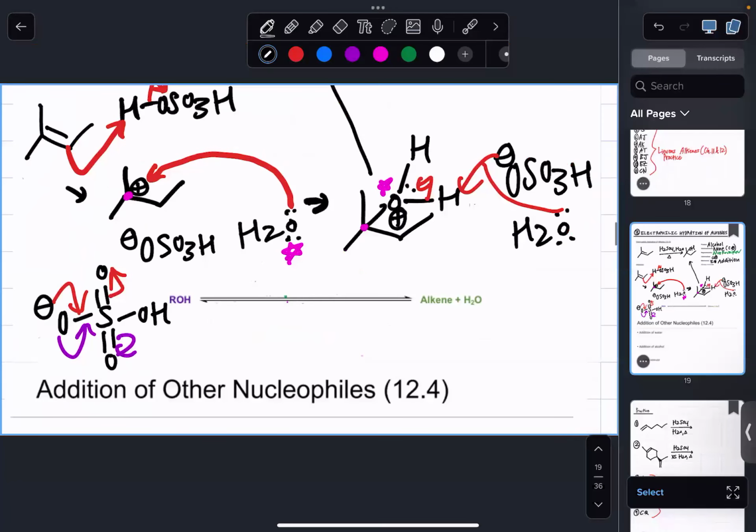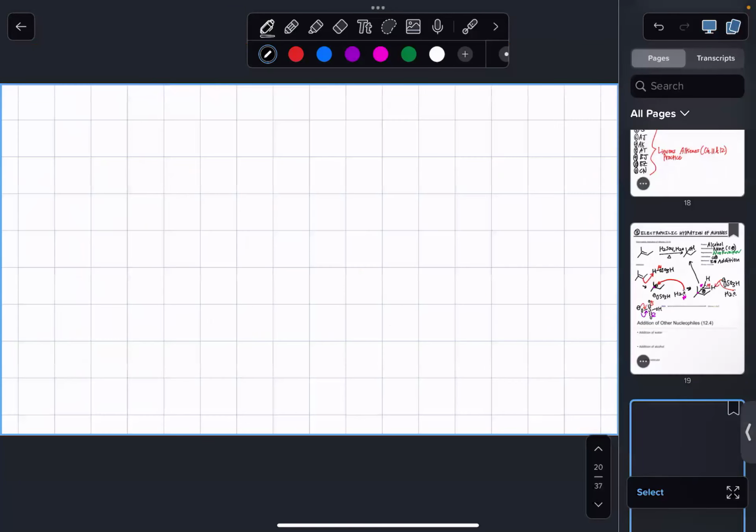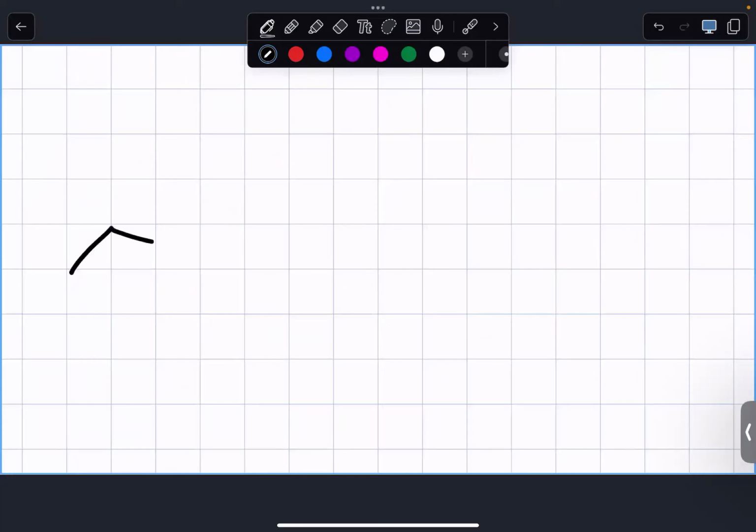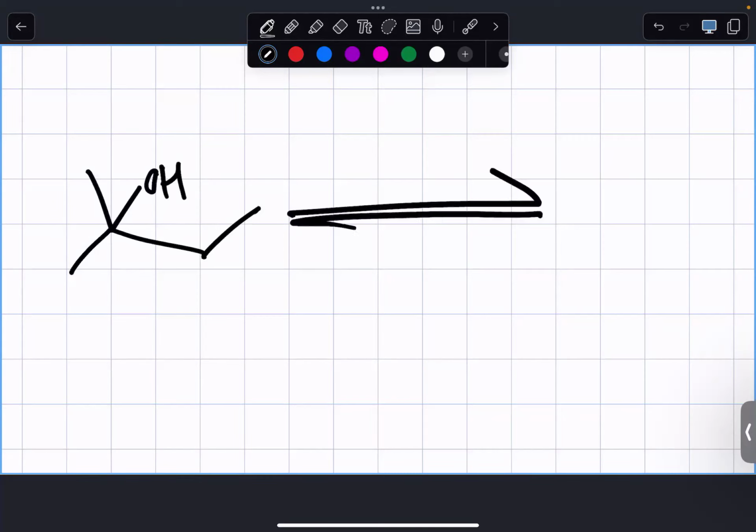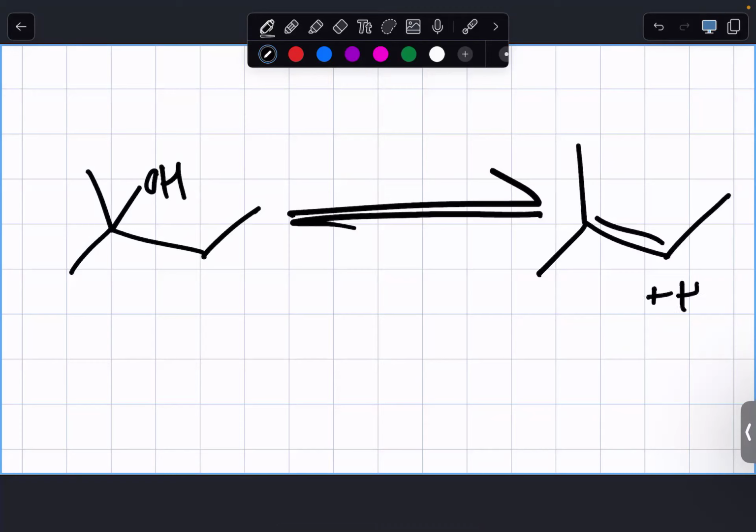let me give a more concrete example of that here. Say we have some kind of alcohol and alkene like that, plus H2O. Okay.